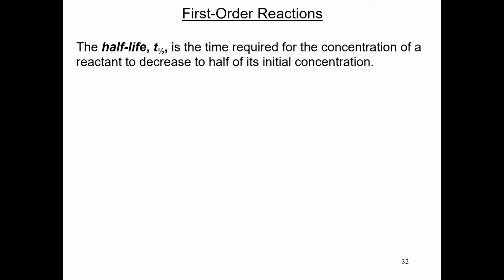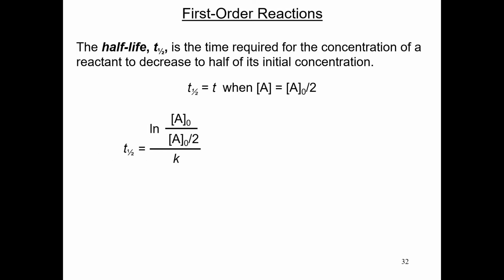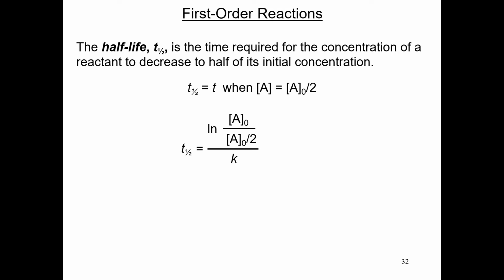Another thing that we sometimes discuss in studying these reactions is something called the half-life, t_1/2. This is the time required for the concentration of a reactant to decrease to half of its initial concentration. In other words, t_1/2 is the value of t when the concentration of A is the initial concentration divided by 2. So if we were to put those values into the integrated rate law and rearrange to solve for t_1/2, this is what we would have.